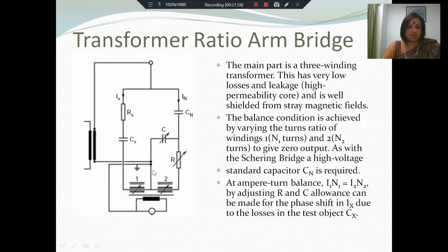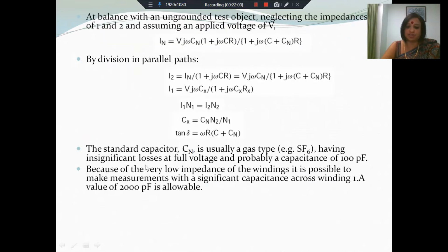Now, once it reaches here, it will divide into two branches, I1 and I2, and we can estimate these two quantities. I1 is given by V j omega Cx divided by 1 plus j omega Cx Rx, and I2 is given by In divided by 1 plus j omega Cr, which may also be written as V j omega Cn divided by 1 plus j omega (C plus Cn) R. So, in terms of C, Cn and R, we do obtain the values of I1 and I2. I1 is of course dependent on Cx Rx.